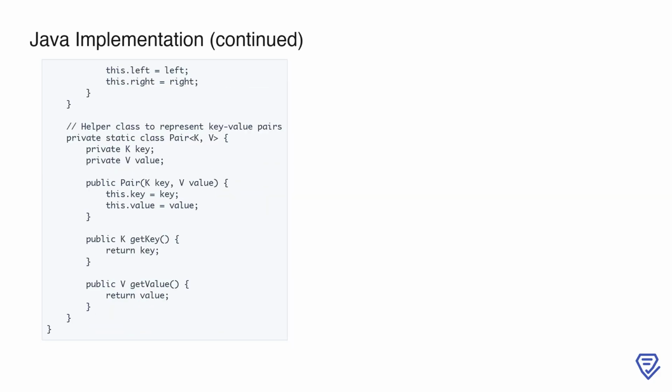To support our implementation, we define two helper classes. The first is the TreeNode class, which represents each node in the binary tree. It includes fields for the node's value, left child and right child, along with 3 constructors for different initialization scenarios. The second helper class is the Pair class, which we use to store key value pairs in the queue during the breadth-first search. This class has 2 fields, key and value, and provides a constructor for initializing these fields. Additionally, it includes getter methods, getKey and getValue, to access the key and value of a pair object. These helper classes provide the structure and functionality needed to implement the vertical order traversal efficiently and cleanly.